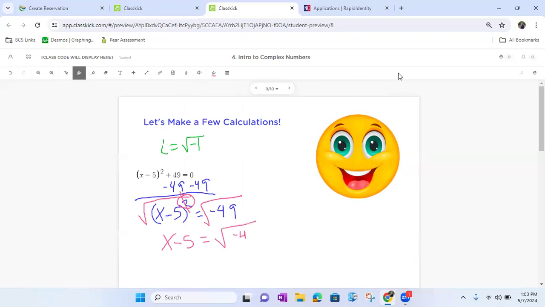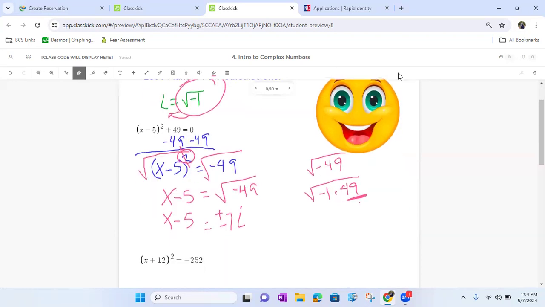The square root of -49. And so we need to take that. Well, when we take the square root of -49, just like we've done before, that's like saying the square root of -1 times 49. And we already know the square root of -1 is i. So I'm going to write i. And then I'm going to take the square root of 49, which we should know, 7 times 7 is 49. It should be 7i. And remember, when we take the square root, there's going to be a positive value and a negative value. So I'm going to write x minus 5 equals plus or minus 7i.